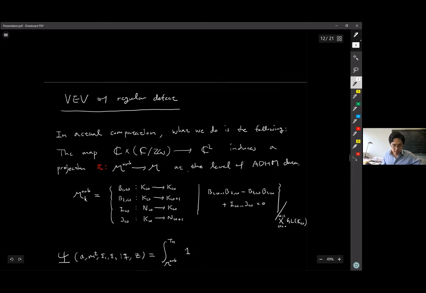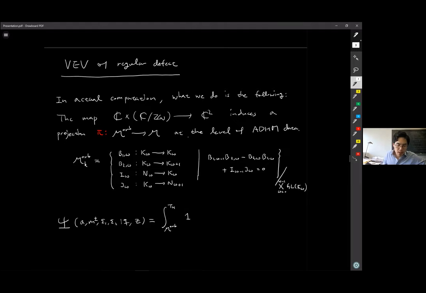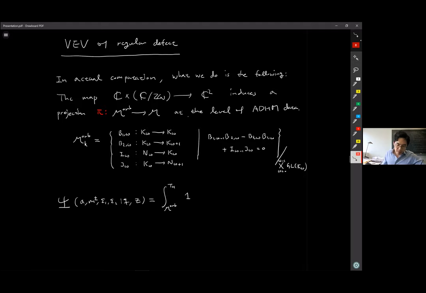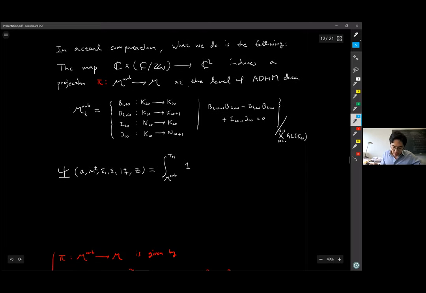Okay. So first, how do we compute the VEV of the regular defect? In the actual computation, what we do is the following. We have this projection, this mapping from the orbifold C^2/Z_n to the ordinary C^2. It induces a projection from the moduli space of instantons on the orbifold to the instantons on the ordinary C^2. So I have written here the moduli space for instantons on the orbifold realized as linear maps.